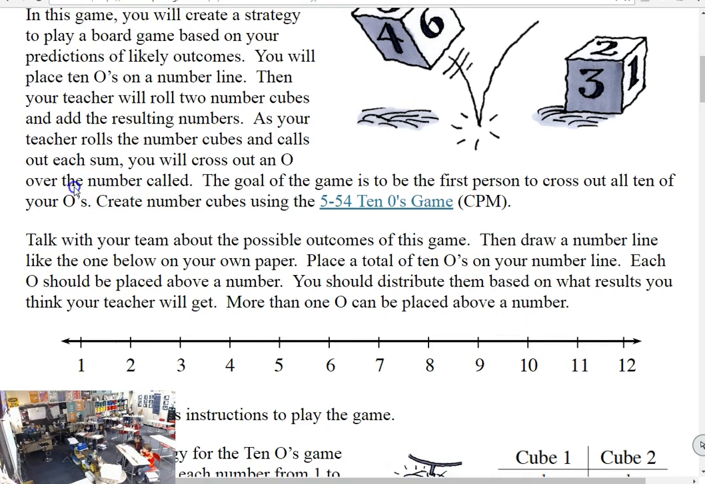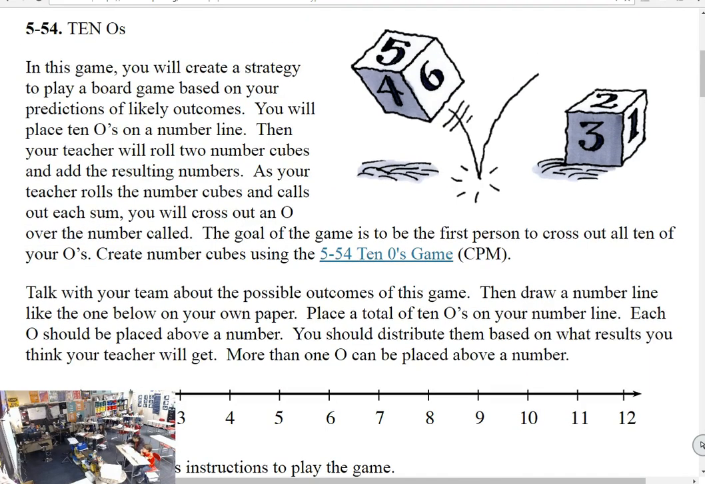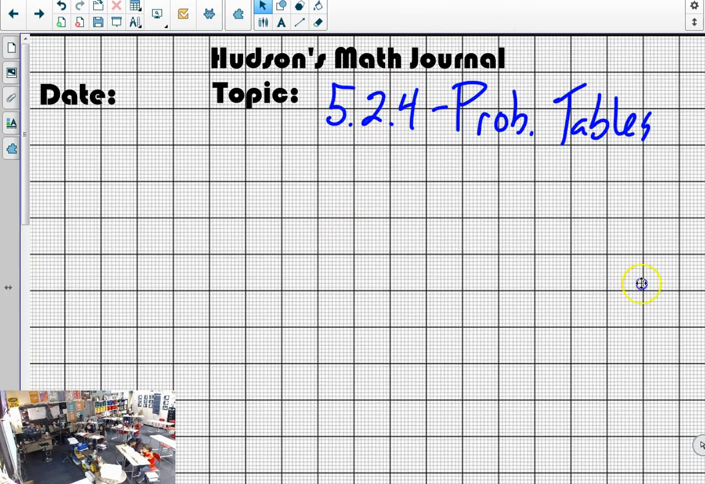If you want to write that we're on problem 5.24, please go ahead and notate that. I'm going to swap screens real quick.